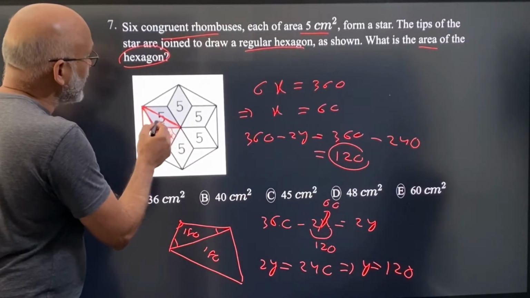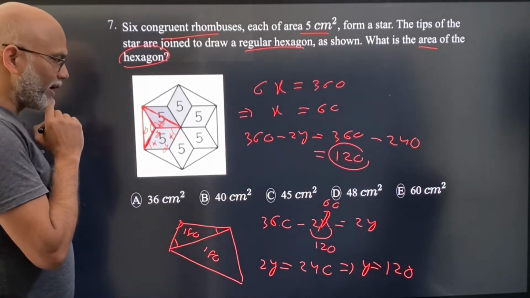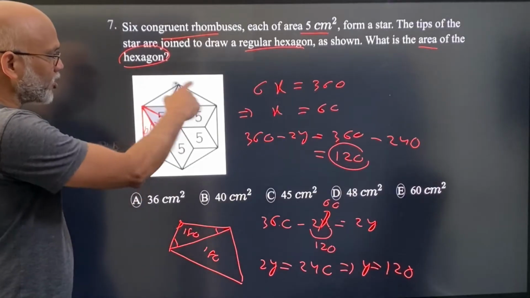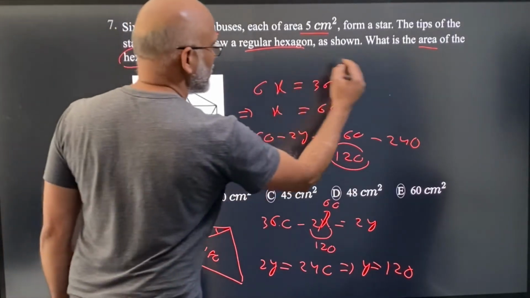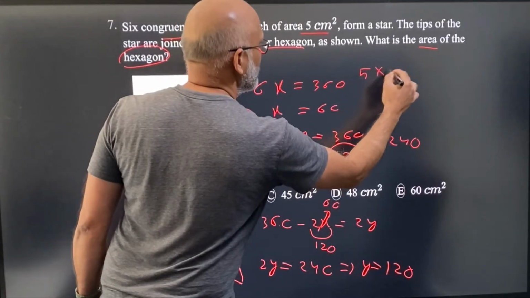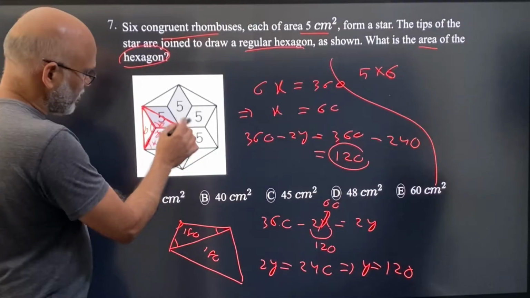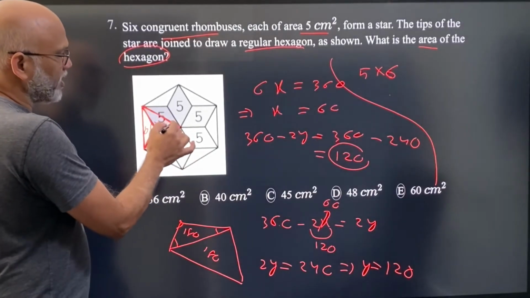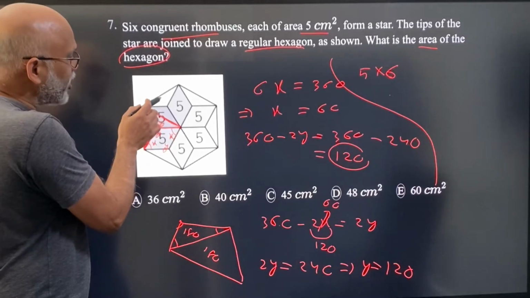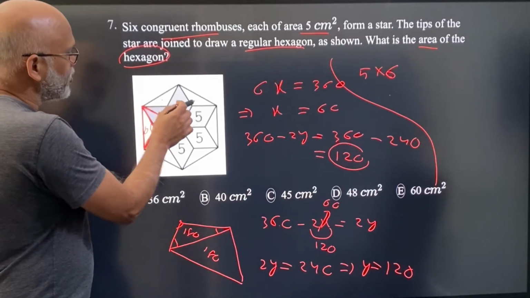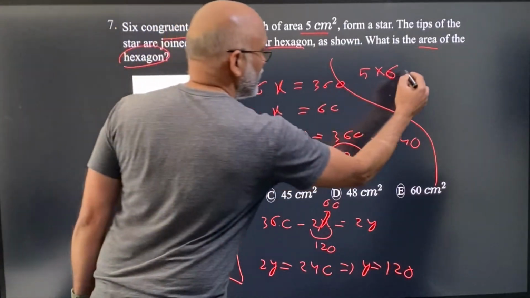And we know the total area is 5, so this must be 5 by 2. All right, now we are set. So the total area of the rhombus is 1, 2, 3, 4, 5, 6. So there is 5 times 6, right? So this is the area of all the 6 rhombus together plus the white ones. How many of those white ones are there? 1, 2, 3, 4, 5, 6. 6 of the white ones, right?